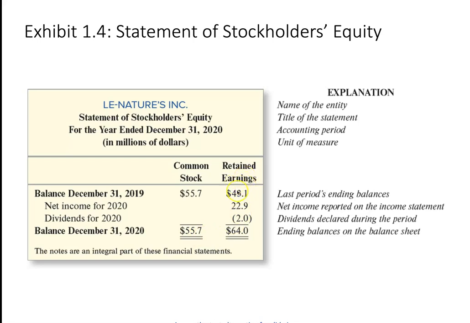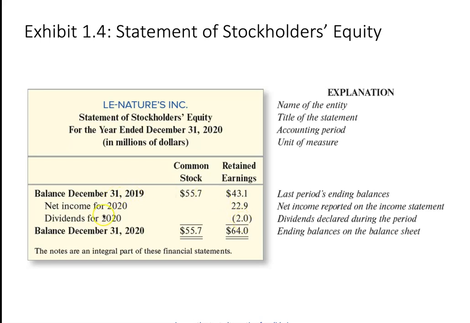For retained earnings, the beginning retained earnings, which means last year's number, was 43.1. For the current year, the company earned a profit of 22.9. So that would be added to the retained earnings. Remember, retained earnings means accumulated profits without distribution. So we pile up all the profits. We add all the profits up. So 2019's accumulated profits plus the profit for 2020 equals the total profit that the company made without distribution.